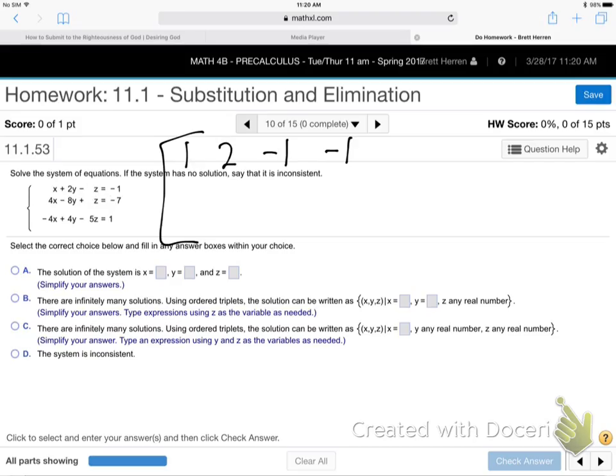Go back here. So 4, negative 8, 1, negative 7. The bottom row is minus 4, 4, minus 5, 1. Put that in your calculator and do the RREF.